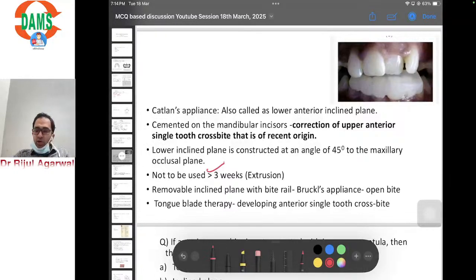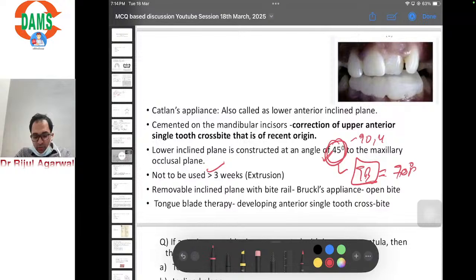So Catalan's appliance is also called a lower anterior inclined plane. It is cemented on the mandibular incisors, used for the correction of upper anterior single tooth crossbite that is of recent origin. It is constructed at an angle of 45 degrees to the maxillary occlusal plane. Now people generally confuse this angulation with the twin block. In twin block the angulation is 70 degrees. Earlier it started with 90, then changed to 45, and now currently it's 70 degrees in twin block. Here the angulation is 45 degrees. So be clear about which appliance's angulation is asked and where it is asked. If they are clearly mentioning lower inclined plane, that means they are asking you about Catalan's appliance, not twin block.